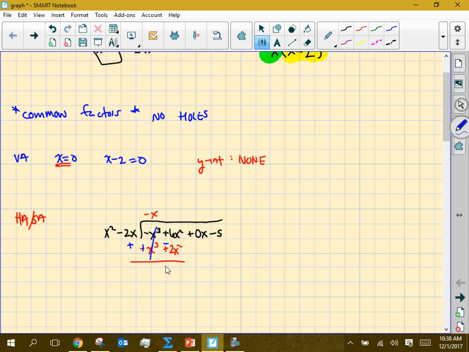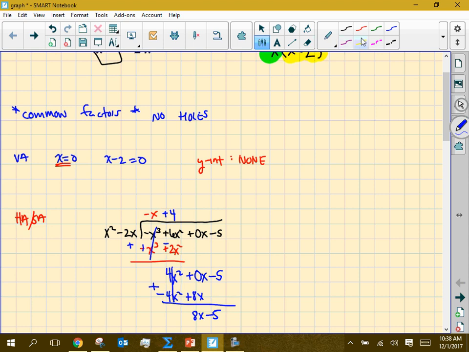So those go away, and I now get 4x squared. Bring everything else down, 0x minus 5. I'm now going to multiply by a positive 4 to get this 4x squared, so that gives me 4x squared minus 8x. Again, change signs, and then add straight down, so those go away, and that gives me 8x minus 5.